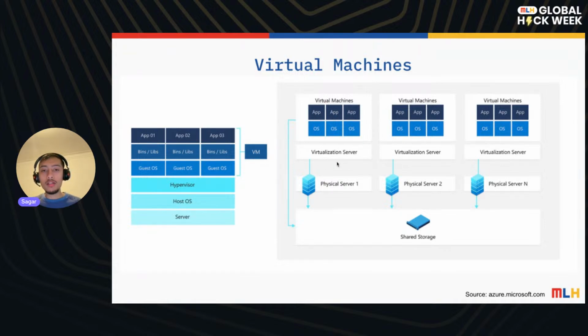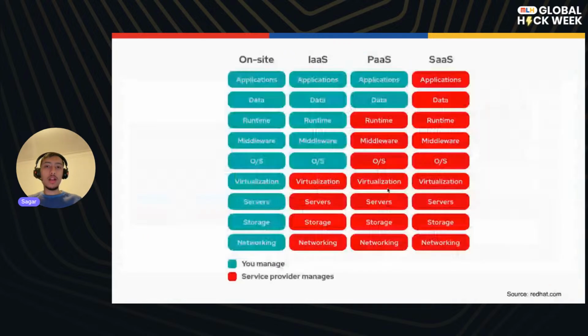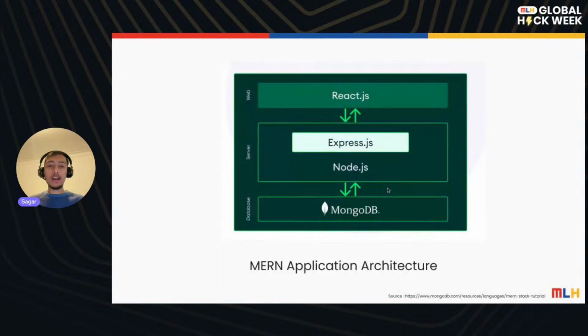But remember, you can have different virtual machines within the same physical server. In this case, physical server 1 has 3 different OS. Physical server 2 has another 3. These are all the individual virtual machines, and they all can share the same shared storage as well. So that's done.